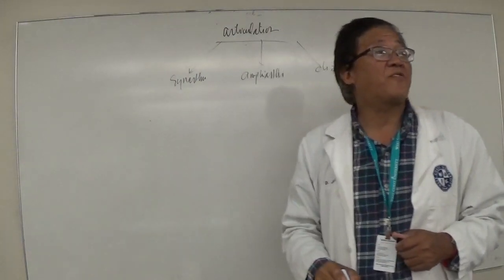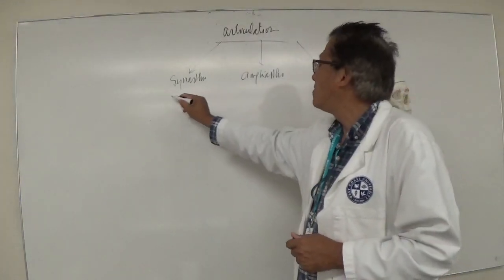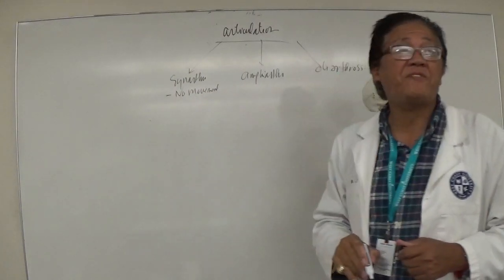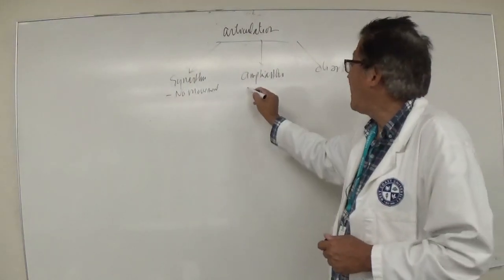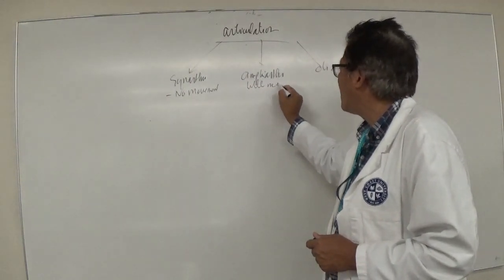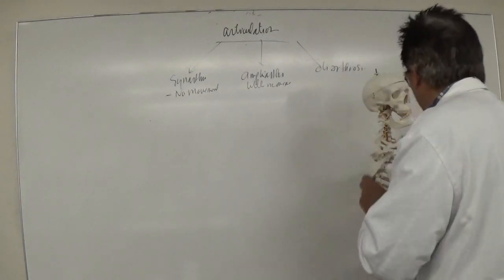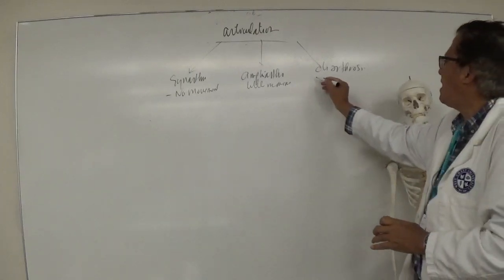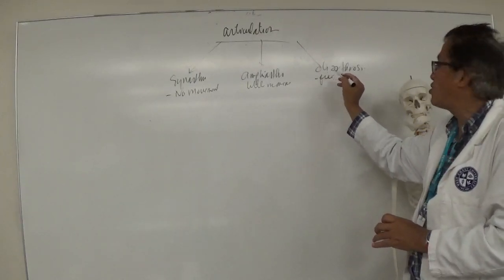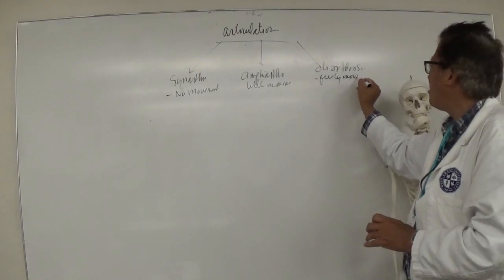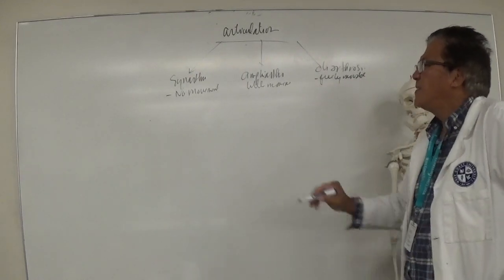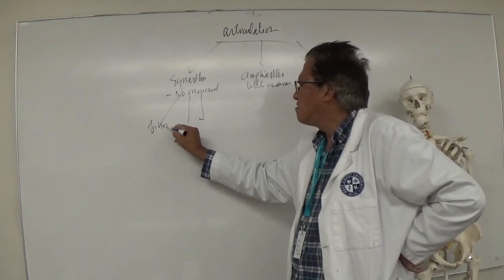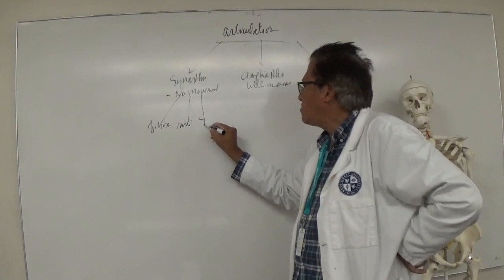What happens in synarthrosis? No movement. What about amphiarthrosis? Little or some movement, right? What about diarthrosis, class? What is it? It is freely movable. Okay? It's where most of our lower and upper limb joints are freely movable. Okay? Under synarthrosis, examples in the book, there were three of them: fibrous, cartilaginous, and bone fusion, right?